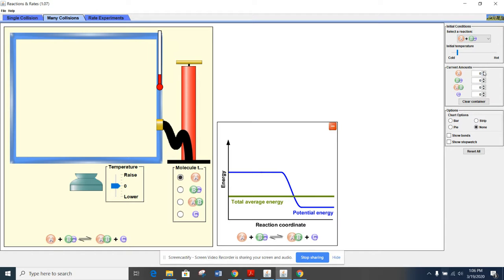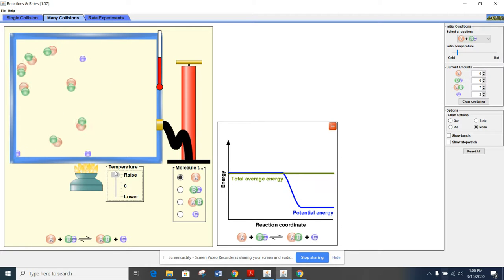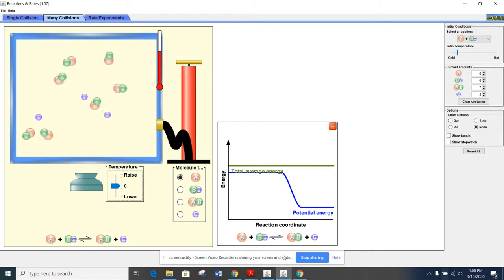You can choose how many of A you want to put in, how many of B and C you want to put in. Start over. I'm going to try some A, B, some product, and C, and just manipulate it. Change the variable, see what's happening, and see if you can figure out how these different variables affect reaction rate. Okay, enjoy.